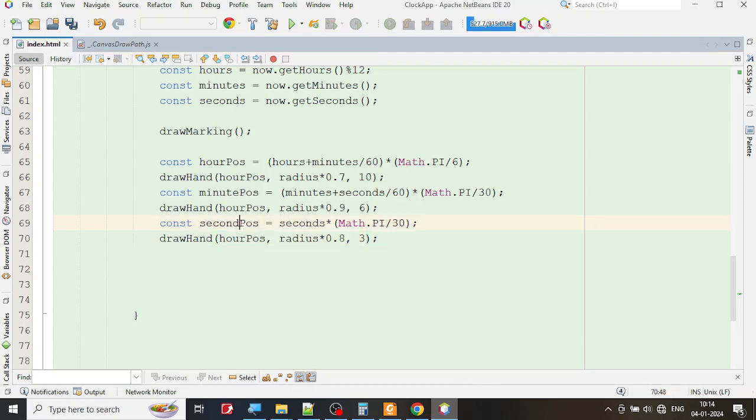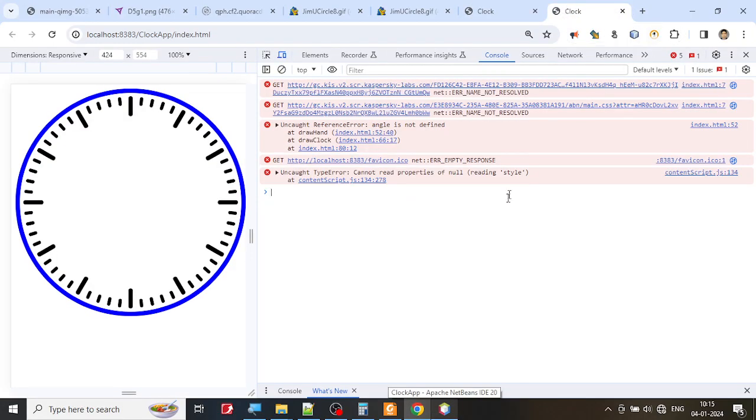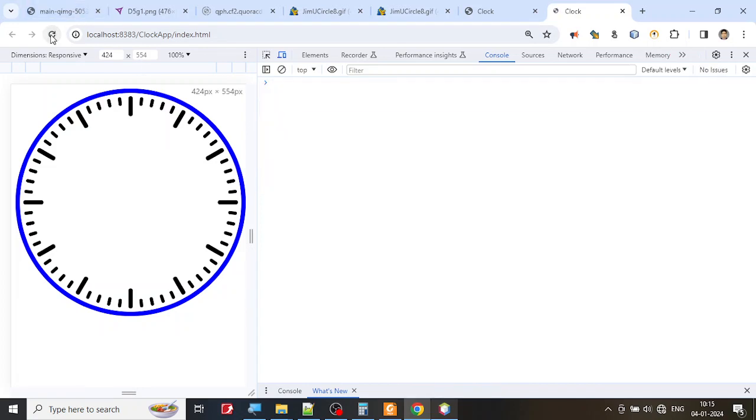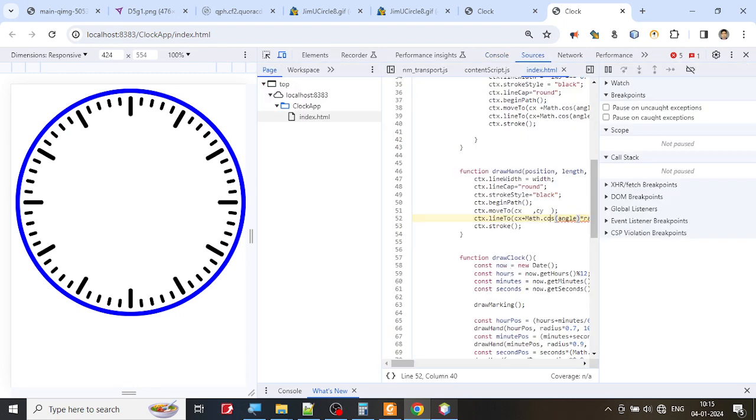Now this one is not. Where is this one? This is the second position, and this is not the hour position. For us, this is the minute position. First one is for the hour position, second one is for the minute position, third one is for the second position, because we have to put all of them. So if I go here and look at here, I get an exception. Let's see whether I get an exception or not. Okay, I get an exception. Angle is not specified.